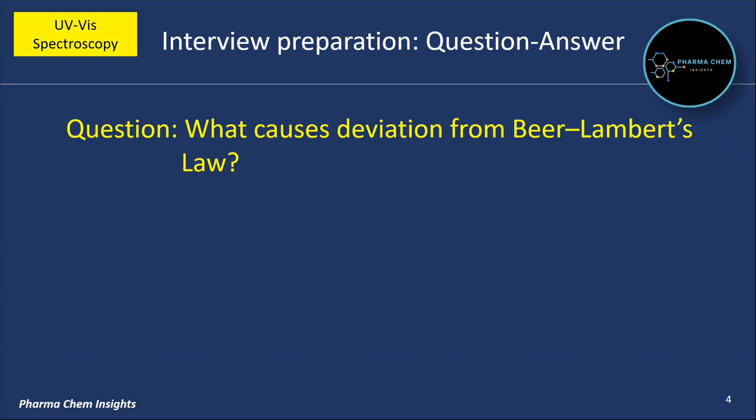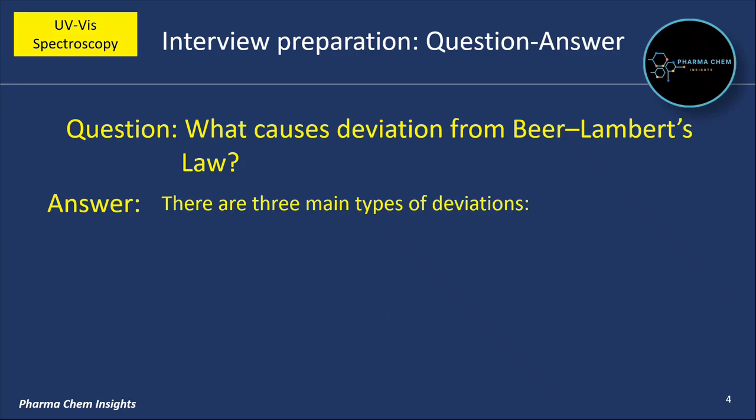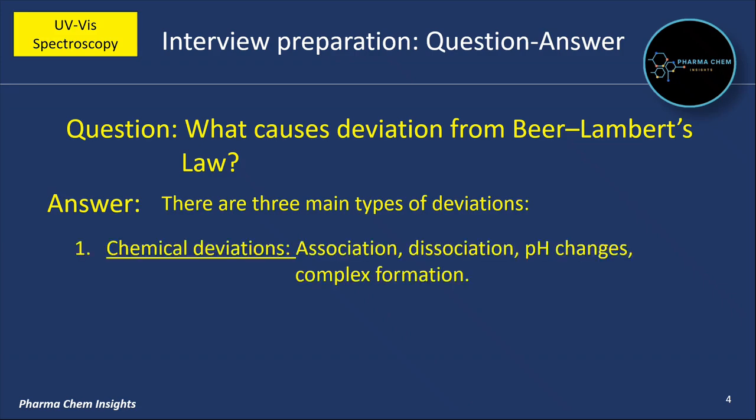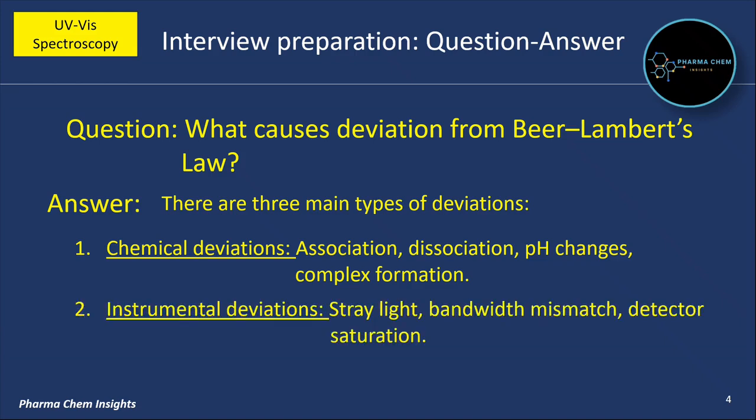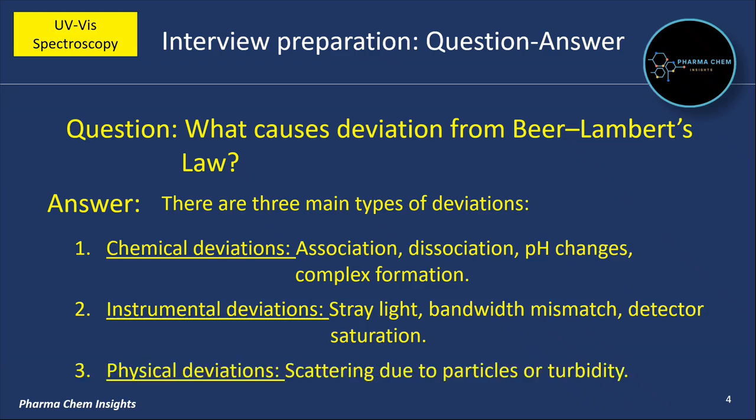Next question, what causes deviation from Beer-Lambert's law? There are three main types of deviations. First is chemical deviations. In this, association, dissociation, pH changes and complex formation occurs. Second is instrumental deviations. In this, stray light, bandwidth mismatch, detector saturation occurs. Third is physical deviations. In this, scattering due to particles or turbidity occurs.